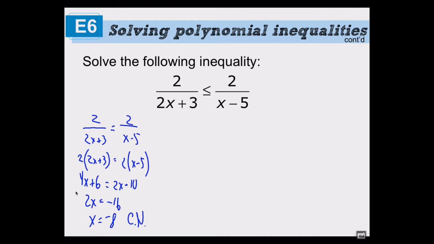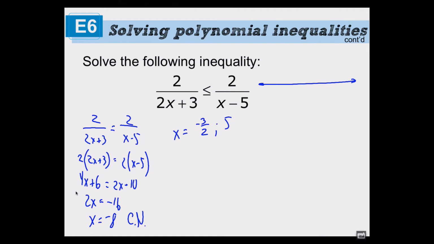So -8 is a critical number because it solves the equation. Where else do you get critical numbers? Oh, don't you have to set the denominator equal to 0? Lovely. Well done. So not only is -8 a critical number, but we also have critical numbers with x being -3/2 and 5. That changes the whole game.